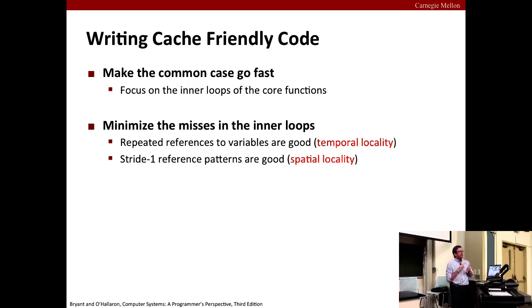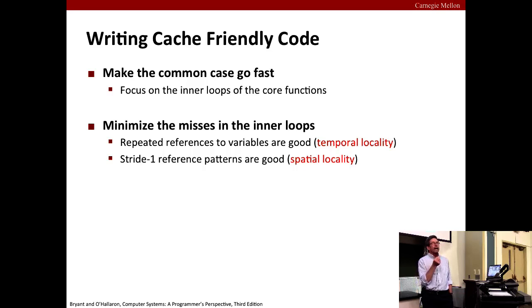Repeated references to variables are good, especially if those are local variables. Remember, if you declare a local variable in C, the compiler can put that in a register. If you're referencing global variables, maybe not. The compiler doesn't know what's going on, so it can't put the reference to that variable in a register. So repeated references to local variables are good because those will get turned into register accesses. You'll never go to memory.